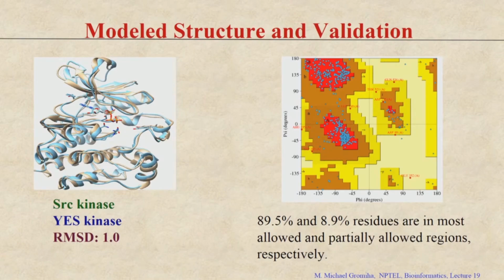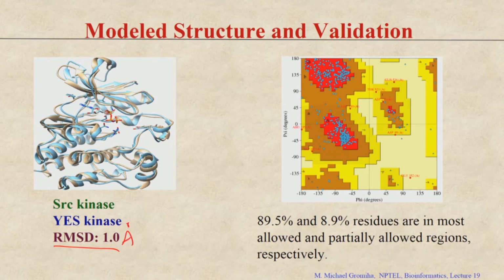When you have the template, then finally you model the structure, like the loop modeling, and you can use backbone generation and side chain modeling. Finally, you get the energy minimized structure. You can see the blue one, this is for the CS kinase, and the grey one is the SRC kinase, and the RMSD is around 1 angstrom. So, it is a reasonably good structure that we can get.